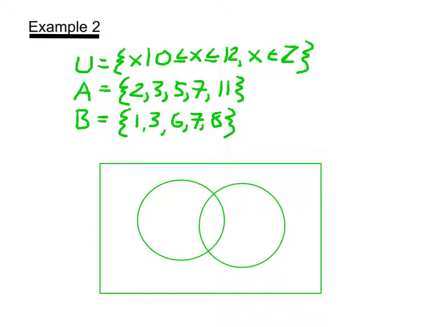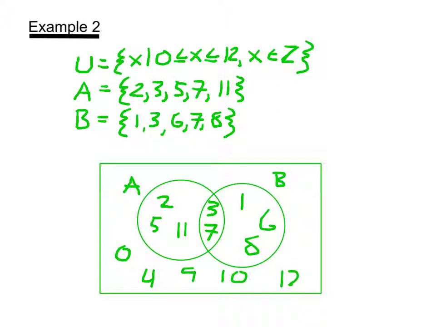Right? So we can list set A and set B, and we know that set A and set B both have 3 and 7. So those two elements need to go within both circles. In set A, then, I have 2, 5, and 11, and in set B I have 1, 6, and 8. And then outside those two circles are all the other integers between 0 and 12 that are not included, which would be 0, 4, 9, 10, and 12. And you can do a quick check to make sure we've included all the integers from 0 to 12.